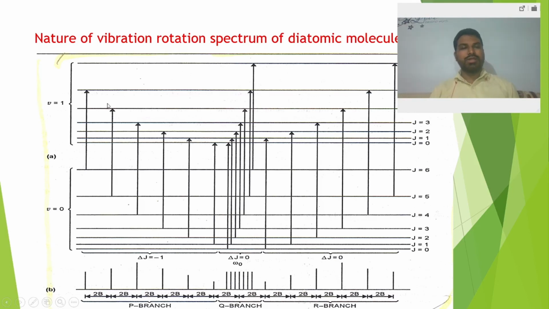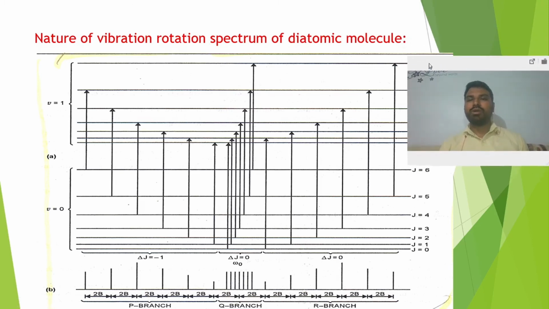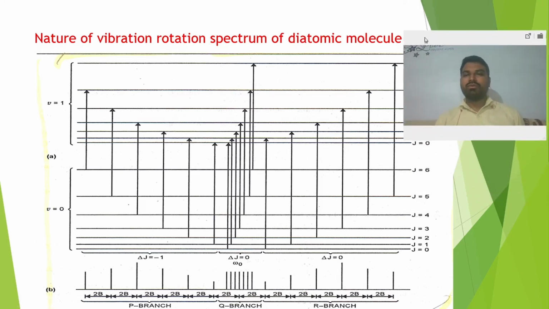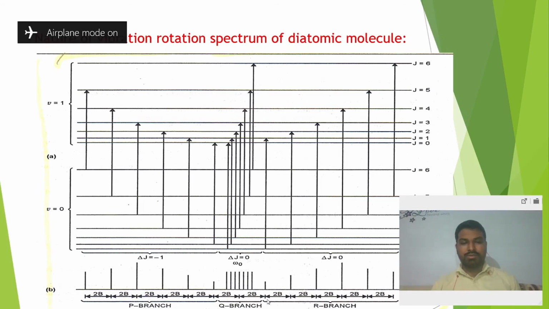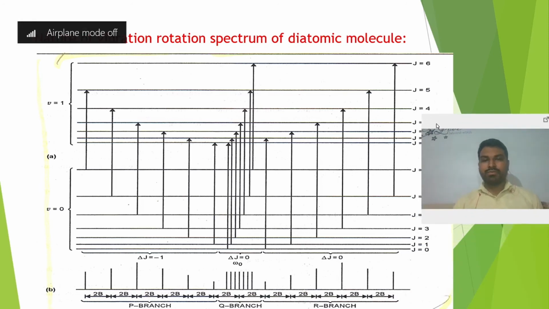See, these are the nature of the vibration rotation spectrum of a diatomic molecule. If we observe here, these are the lines for the P branch and the R branch. These are the P branch and these are the R branch. This is not in the syllabus, that is the Q branch.